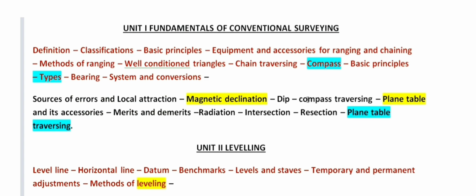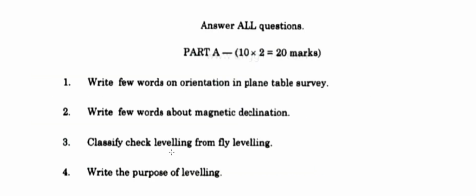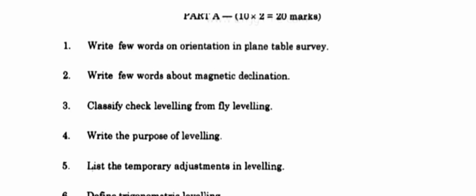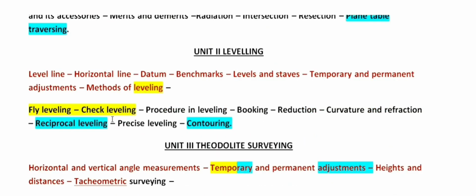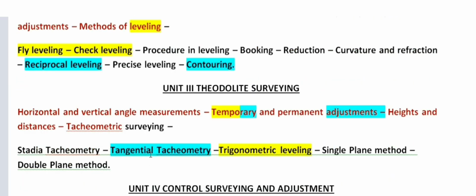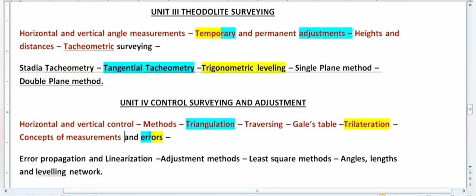This is the second part of the first unit that they have asked. In unit 2, the questions are the purpose of leveling, fly leveling and check leveling. So it belongs to both the first half and the second half, it seems. Similarly, the fifth and sixth questions are from the third unit. The fifth question belongs to the first part of the third unit and the sixth question belongs to the second part of the third unit. And the seventh and eighth questions are from the fourth unit and belong to the first part of the fourth unit.